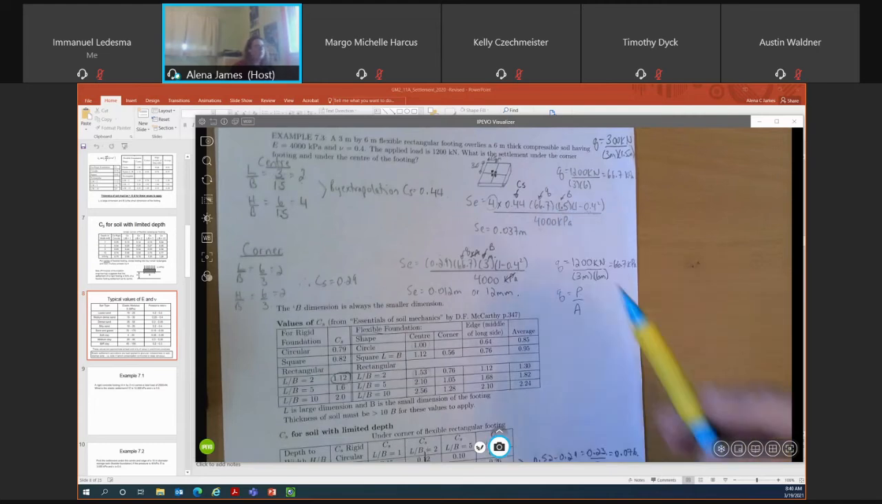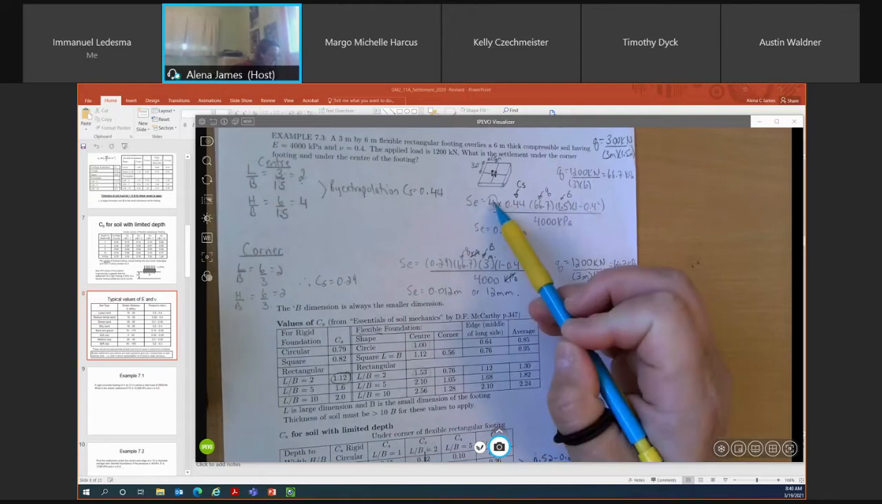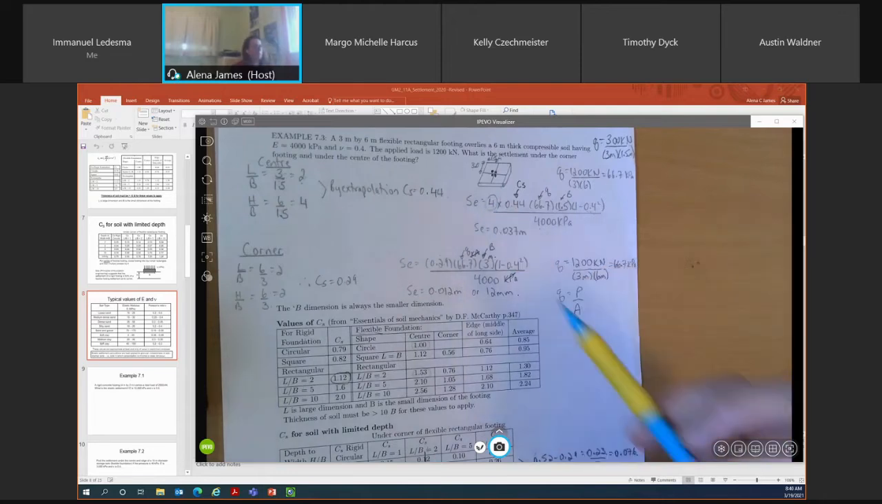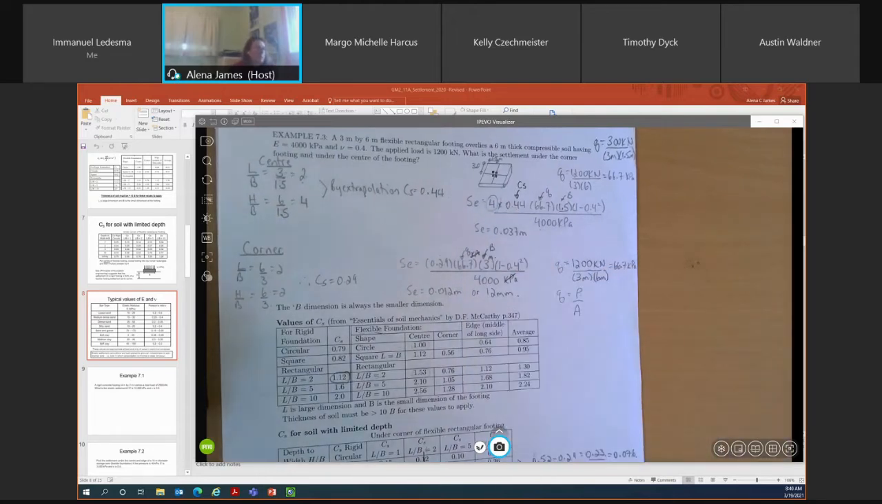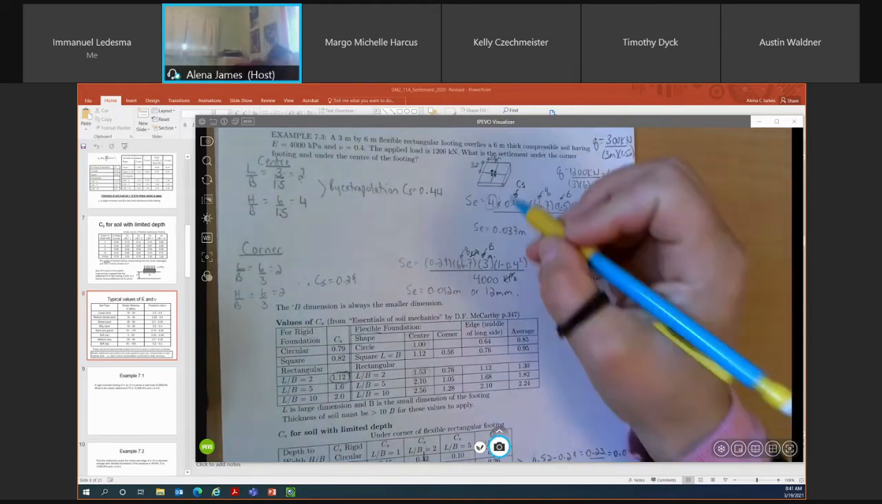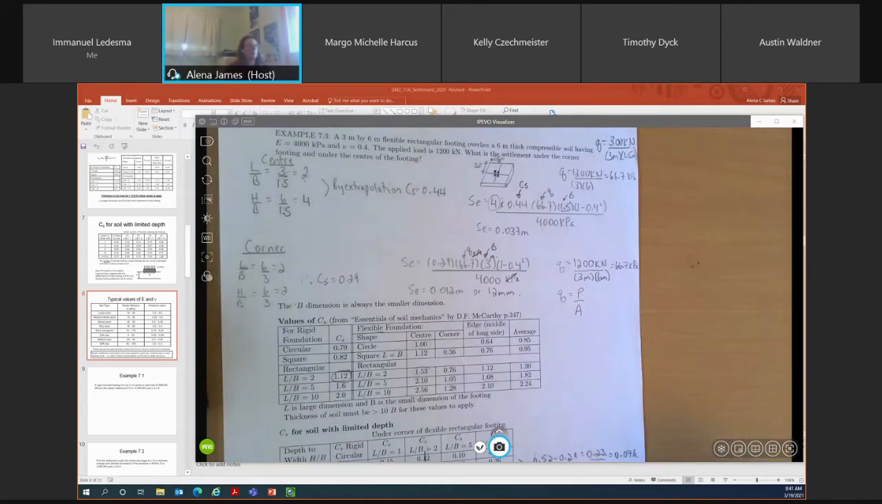So Q is 66.7 kPa. B, the smallest dimension of our footing, is 1.5 meters. Our Poisson's ratio is 0.4, and our elastic modulus is 4,000 kPa. The one thing you'll notice that I did here is I multiplied everything by 4. That's because I want to determine the total settlement at the center of the footing. If I didn't multiply my answer by 4, I'm only calculating what the settlement would be at the corner of one of these smaller footings.